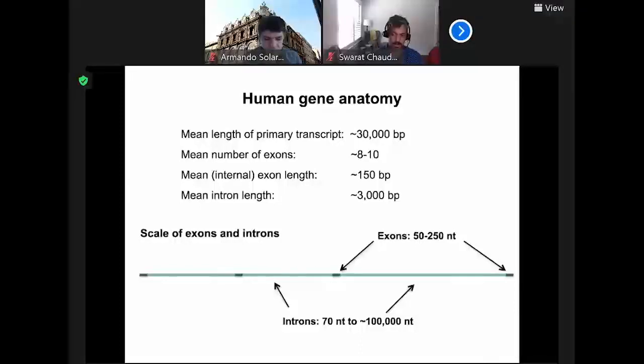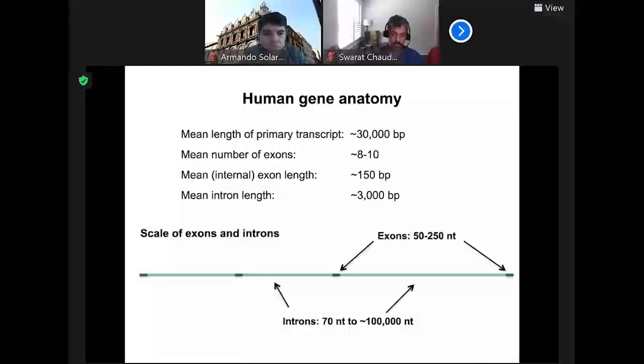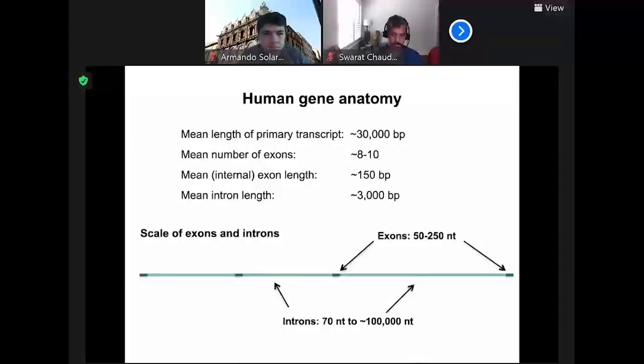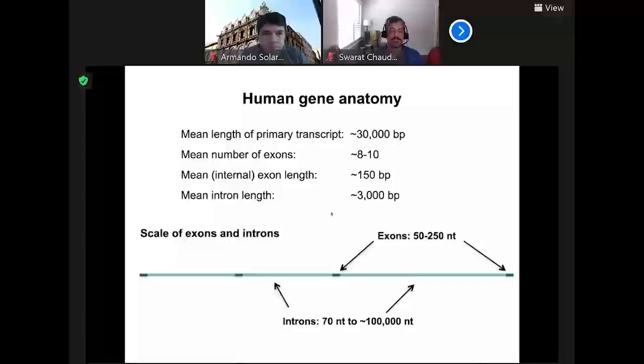Human genes have a very expanded geometry compared to the genes you might have seen in bacteria, or the typical representations in textbooks. I just wanted to emphasize that the mean length of the primary transcript prior to splicing of a human gene is at least 30,000 bases long. They typically have 8 to 10 or more exons. The exons are much, much smaller than the introns. Below, I've drawn this to scale, and you can see the exons are about 150 bases, and the introns 10 to 20 times as big.